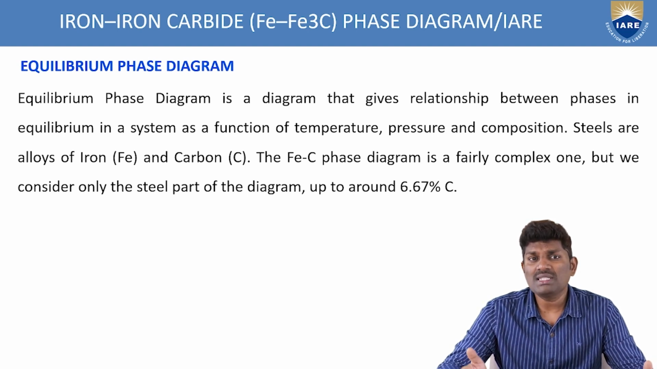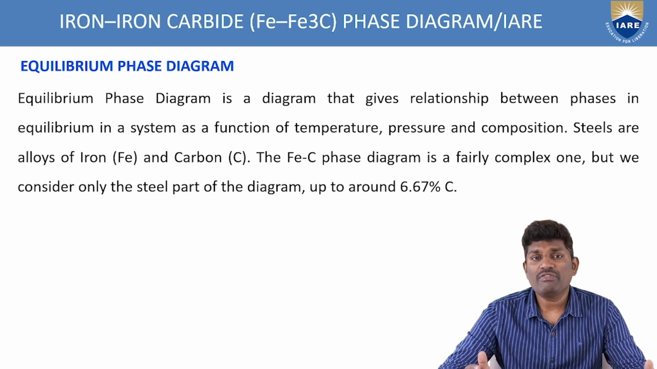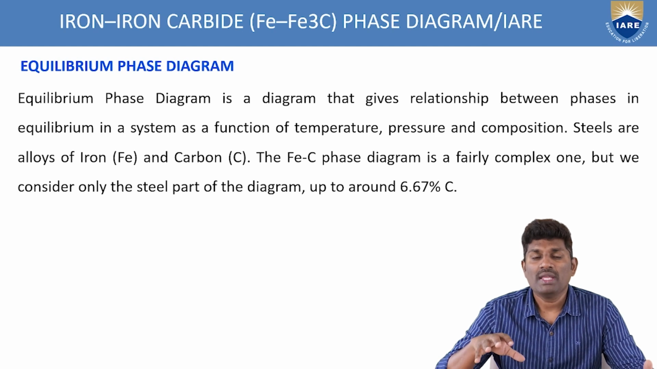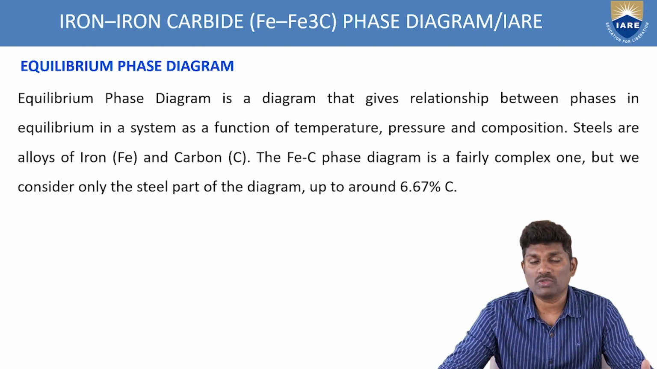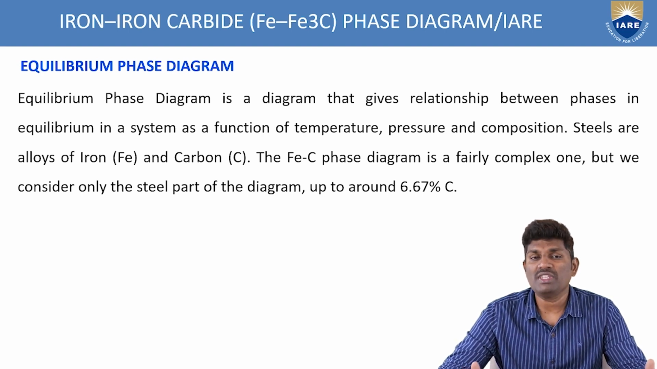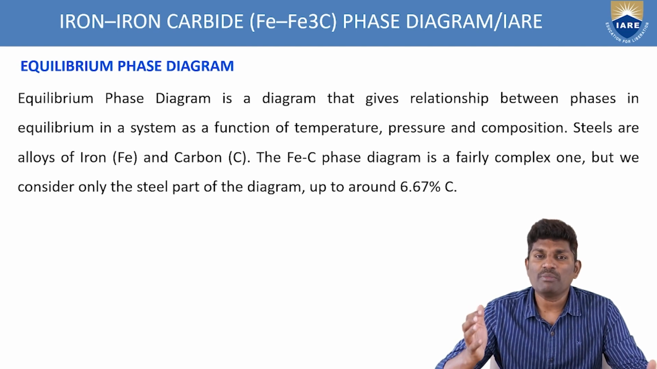What does this equilibrium phase diagram give? It gives us a relation between the phases which are in equilibrium. Some phases may be in different states, but the equilibrium phase diagram gives information about the phases which are in equilibrium. These equilibrium phases in a system are a function of three control parameters: the composition, the pressure as well as the temperature.